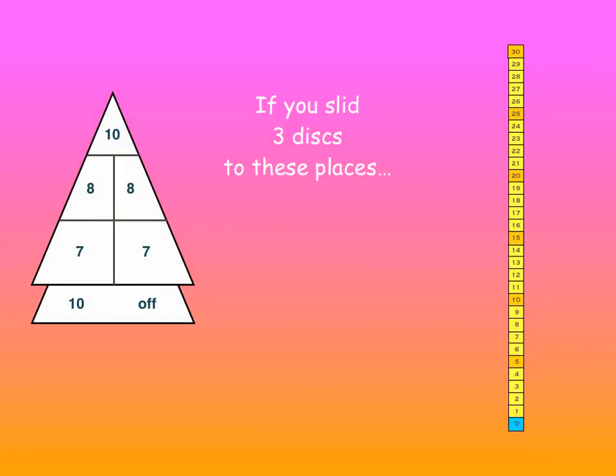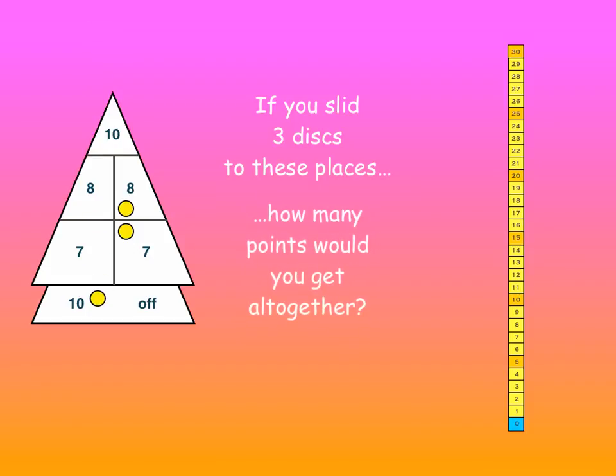If you slid 3 discs to these places, how many points would you get altogether? Well, you've got an 8 and a 7. Add those together, you get 15. But then you've got 10 off, so you have to do 15 minus 10. So you start at 15, and we go down 1, 2, 3, 4, 5, 6, 7, 8, 9, 10, and you end at 5. So you get 5 points.